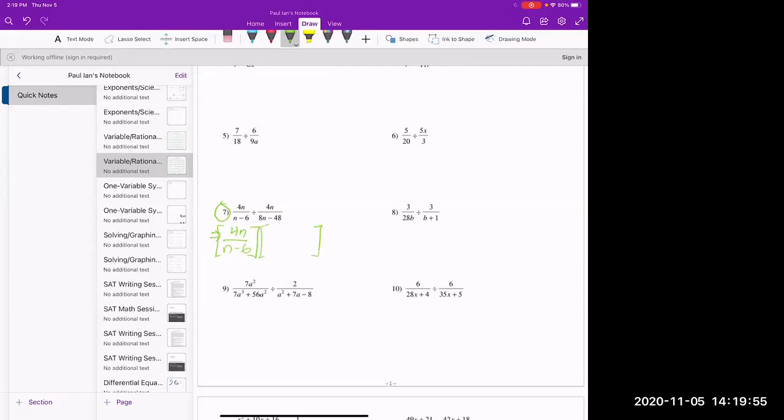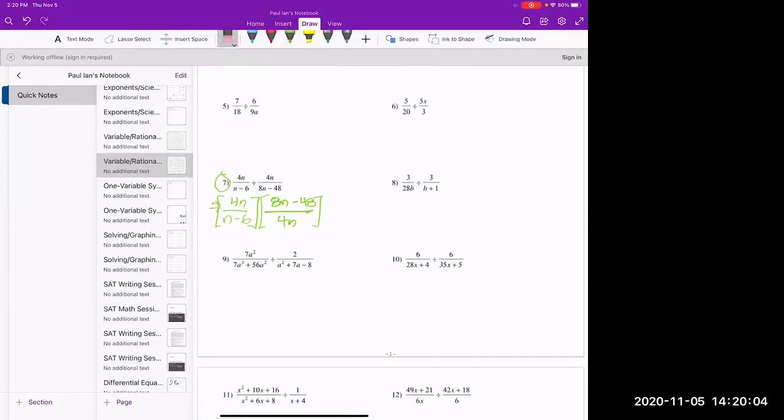Change it to multiply and then flip the second term. Okay, and 4n, so like that. And now what would you do? Cancel the 4n, yeah? So the 4n cancels. Okay, that's the obvious one.